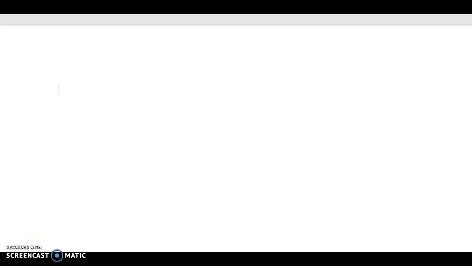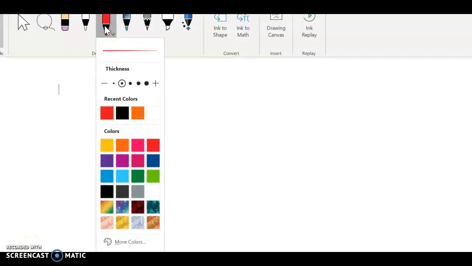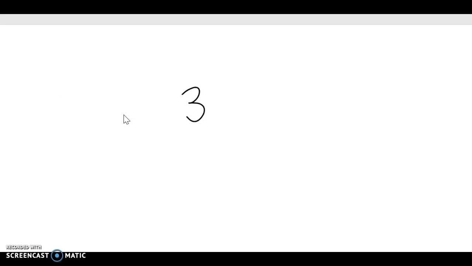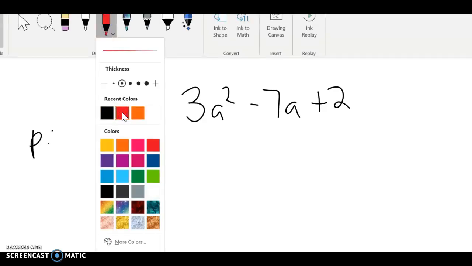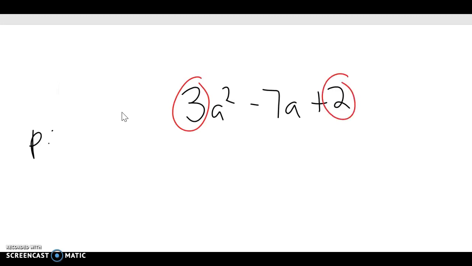I want to go over a problem that I am noticing that some of you are doing. So I'm going to take 3a squared minus 7a plus 2. And some of you are doing tic-tac-toe. And so when I do the product, to find the product, it is this number times this number, so that would be 6.